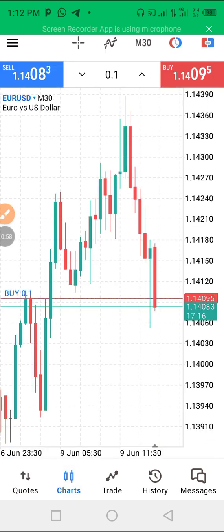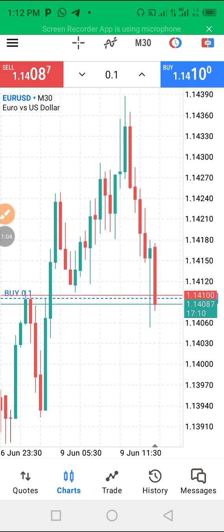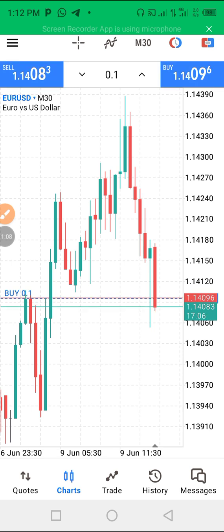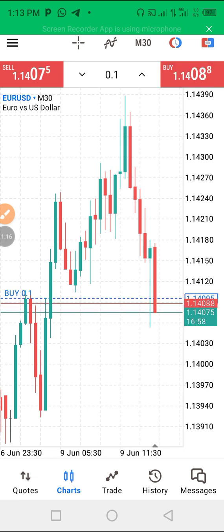Now, what is a lot size? A lot size is the amount of money you want to make or to lose. For example, if the market goes according to your prediction, if you predict it to go up and it actually goes up, it's the amount that you want to make. And of course, there's one thing in forex called pips. Yes, I forgot to mention that. That's one.